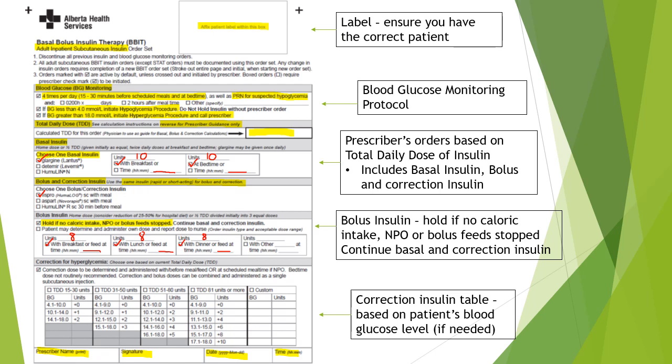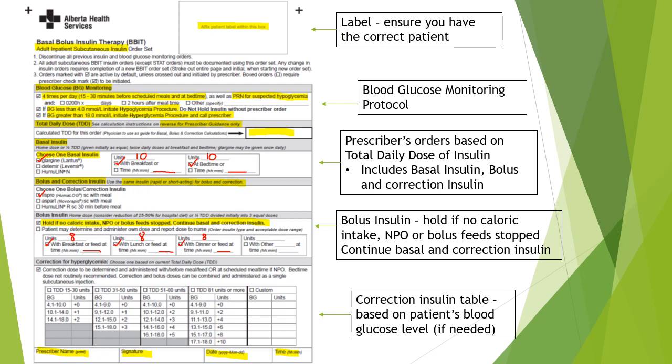And of course, if you think about it, that wouldn't make sense because if we give insulin to someone that isn't eating, we're actually putting them at risk for hypoglycemia. Instead, the order says that we're going to continue with basal and correction insulin. So we'll give the basal and then any correction insulin just to manage their blood glucose status.